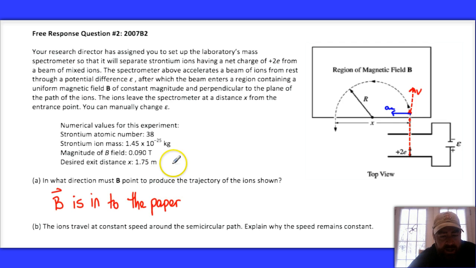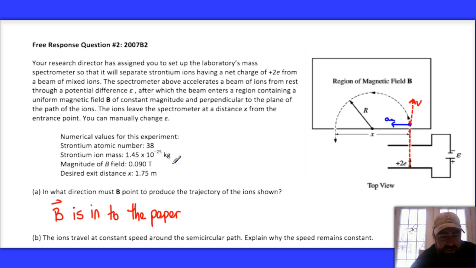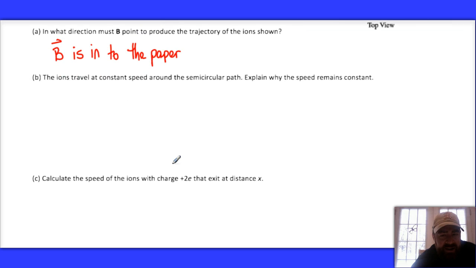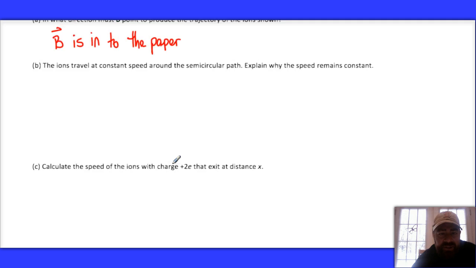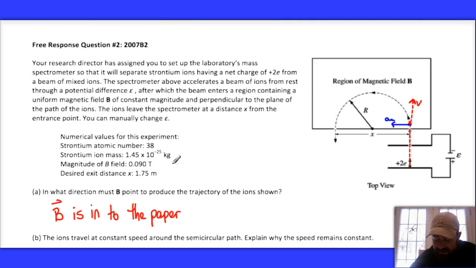Okay, so the next question then goes on to ask, the ions travel at constant speed around the circular path. Explain why the speed remains constant. If I go back to the sketch, you can see that if I additionally take some time to draw in the magnetic field, it's going into the paper, so I'll just draw that as x's here. So the magnetic field is going into the paper. We can see that regardless of where that path is in the 2D plane defined by the paper.